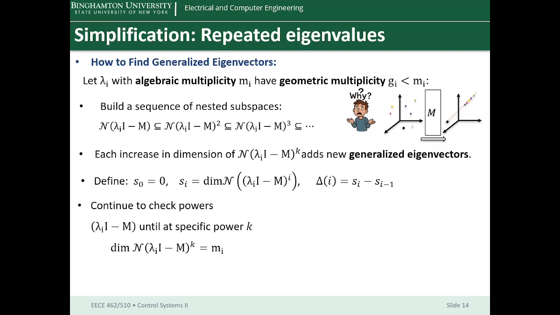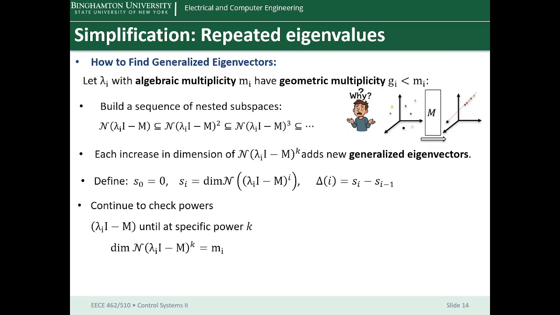We continue this process until the dimension of the null space equals the algebraic multiplicity mᵢ. After that moment, we have found all the vectors, both the regular eigenvectors and generalized ones, that we need to form a complete basis for the eigenvalue. So the smallest power k for which the null space of λᵢI minus M to the k-th power has dimension mᵢ gives us the maximum grade of the generalized eigenvector for that eigenvalue. From this step, we can form all the Jordan chains of length up to k.